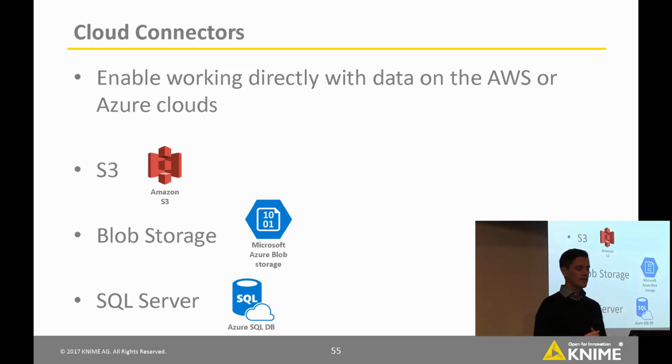So with cloud connectors, once you've got your KNIME Server available in the cloud, you might want to work with those cloud resources that are really nearby your data now. Or you may want to work with your analytics platform from your local desktop and connect to these different cloud resources. So things like S3, blob storage on Azure, or some of these managed databases, for example, Azure SQL DB.